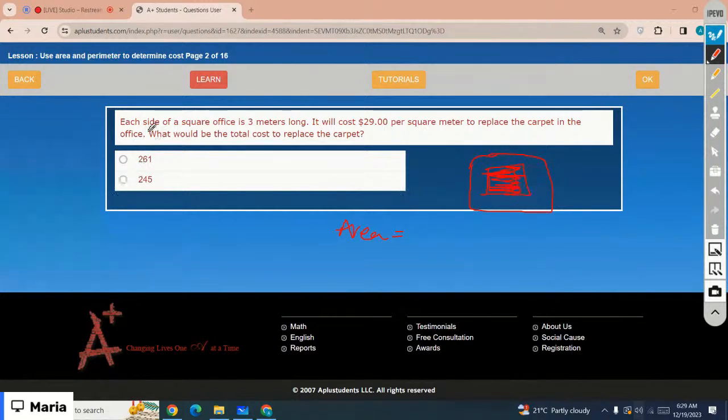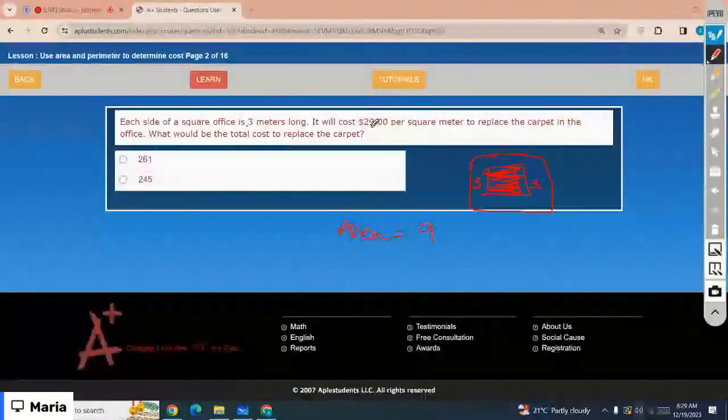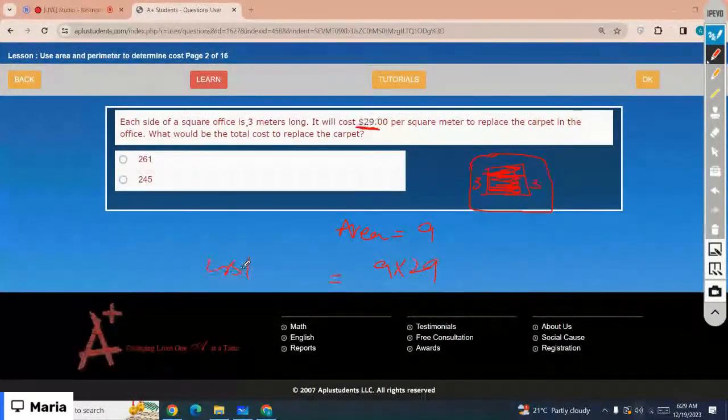That is a square, 3 like this, 3 like this, so 3 times 3, the area of the square is 3 times 3, that is 9, right? Now the cost per square meter is 29. You have to do 9 times 29, right? For the total cost, you need to multiply 9 times 29. 9 times 9 is 81, and 8 carry, 9 times 2 is 18, and 8 is 26. So the correct option is 261.